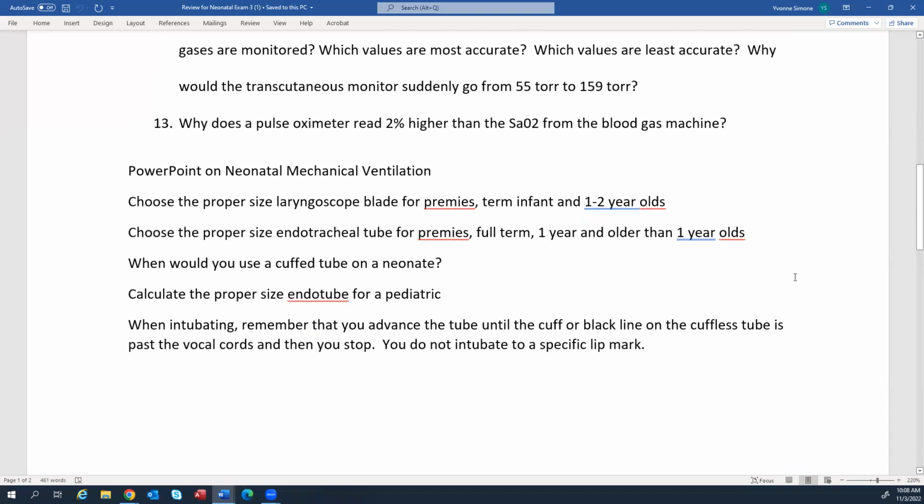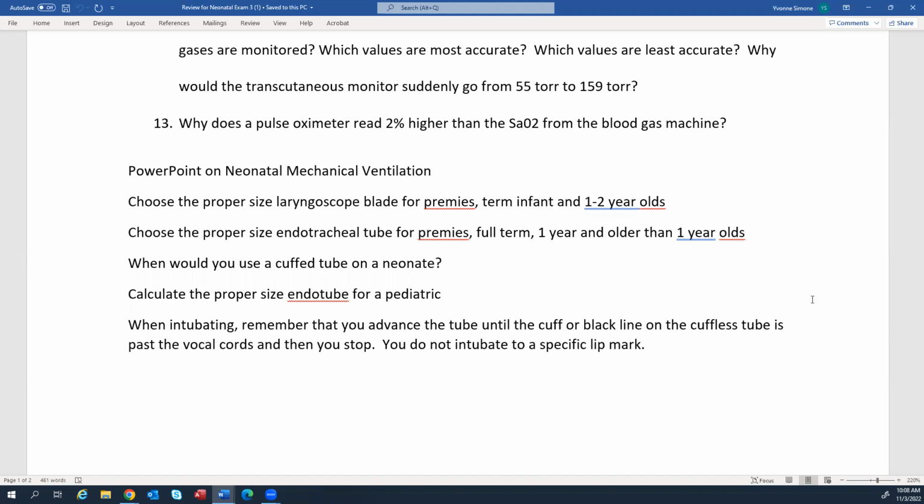Okay, and then review your PowerPoint on mechanical ventilation. You'll have to choose the proper size laryngoscope blade for preemies, for a term infant, and then for 1 to 2 year olds. So look that up. As far as choosing the endotracheal tube, you need to know what size to use for a premature baby, what size to use for a full term, and then what size to use for 1 and older than 1 year old.